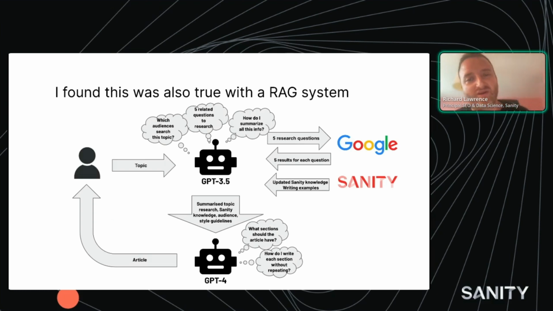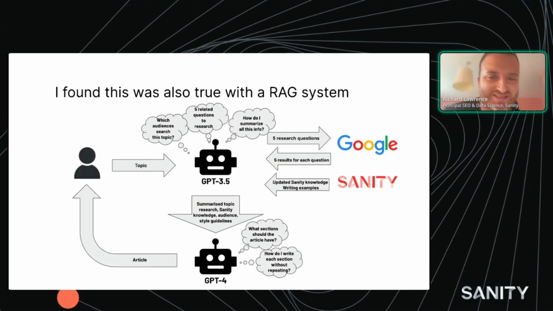I also found that was true when I created an automated RAG system. For those that don't know, RAG stands for Retrieval Augmented Generation. Essentially it means that you plug the AI into a database, and that augments its knowledge, and it uses that to inform its response. In this case, this system used Google. So basically how it worked was I would give GPT 3.5 a topic. It would then think up questions to research. I plugged it into Google with the custom search API, which I'll talk a little more about in a minute. It would search for 5 questions, get 5 results for each question, and then use that to give a brief to GPT-4, which would then create the article and give it back to me.